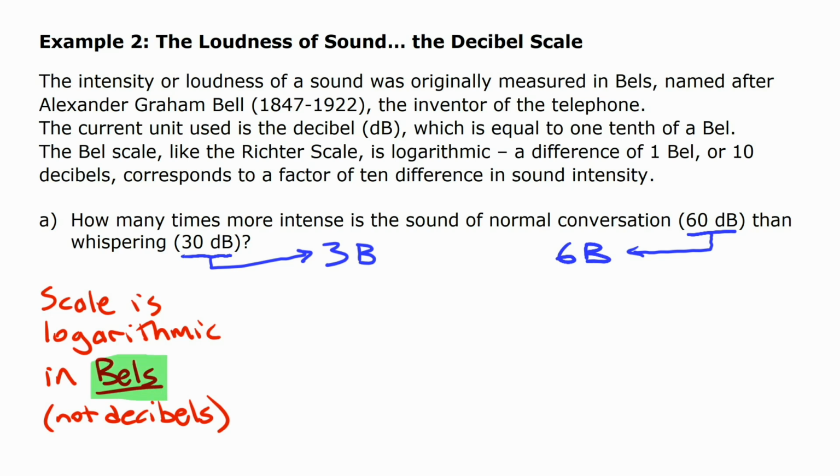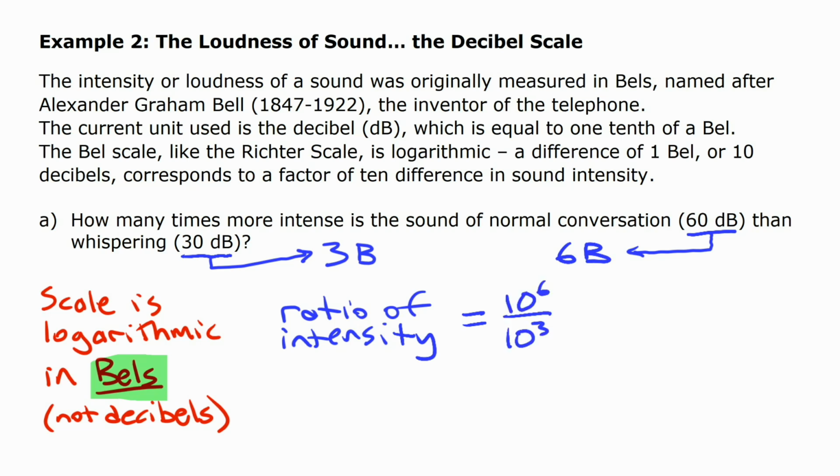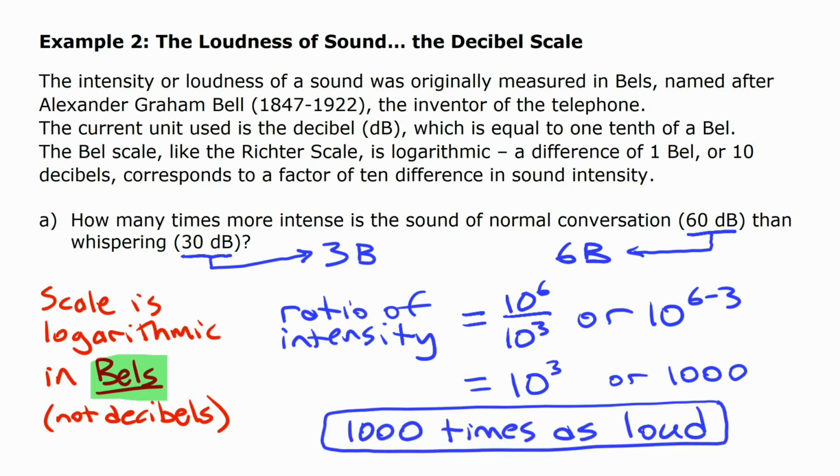So when we're working out the ratio here of how intense those two sounds are, we can write a ratio just like we did as a fraction, a ratio of powers like that. It's just that these have to be in bells, 6 and 3, not 60 and 30. That's the important thing to remember here. And then, of course, you could write that one as 10 to the 6th minus 10 to the 3, which is the same as 10 to the 3, or, of course, 1,000. And so that is 1,000 times as loud. A normal conversation is 1,000 times as loud as whispering.